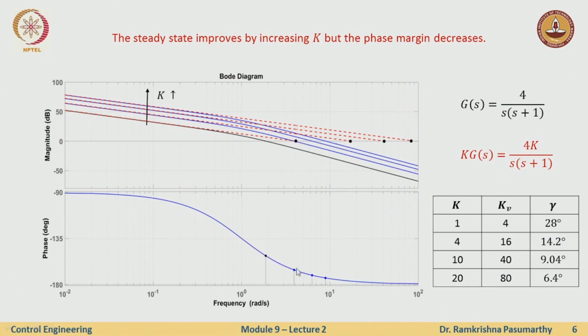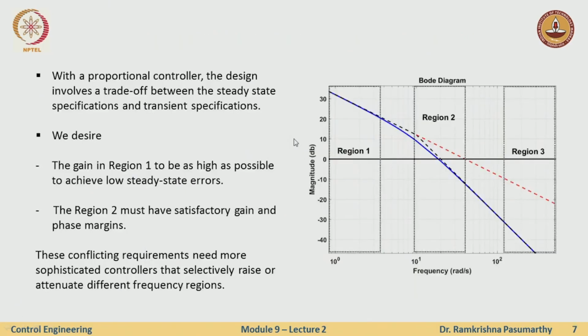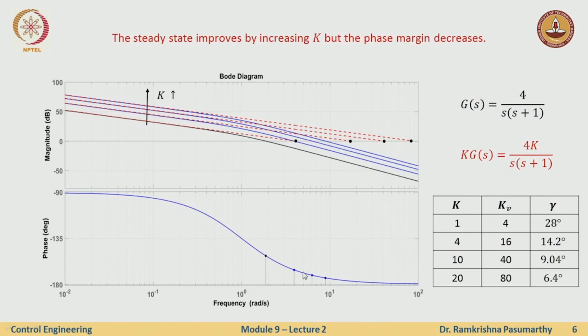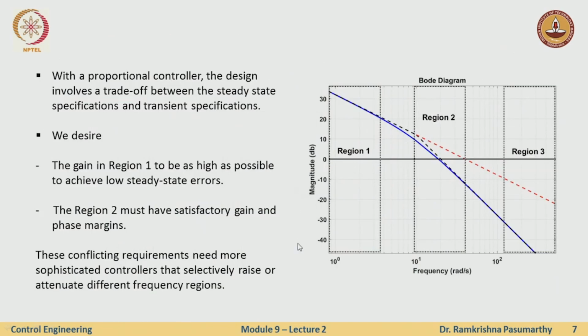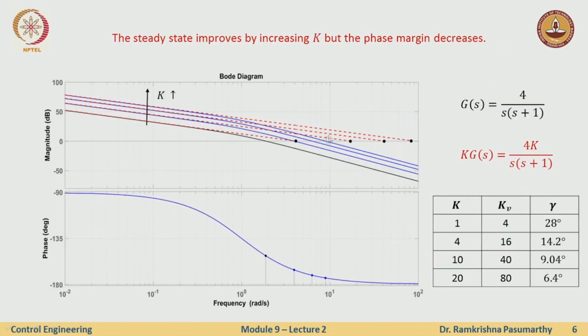So, even though the phase plot remains the same, the phase margin changes because the phase margin is defined now at the new gain crossover frequency. If I just keep plotting this, I see that my phase margin actually keeps on decreasing as I arbitrarily keep on increasing the gain, and that is essentially because this frequency changes, right. Even though I see that an improvement in my steady state is visible, right.